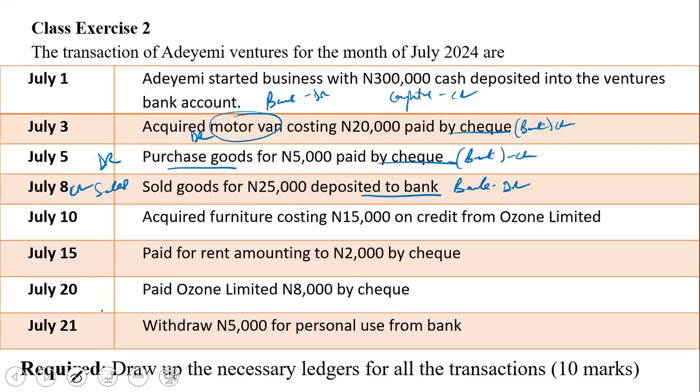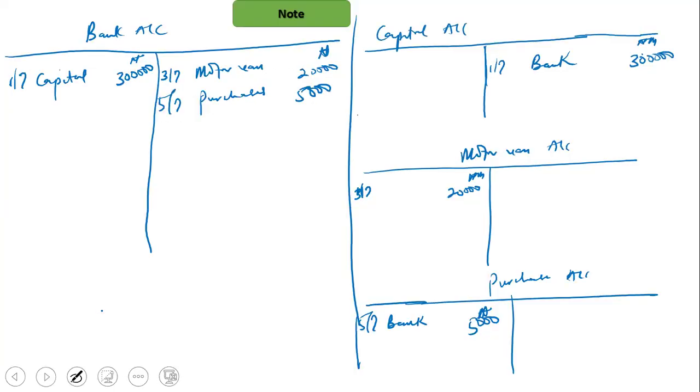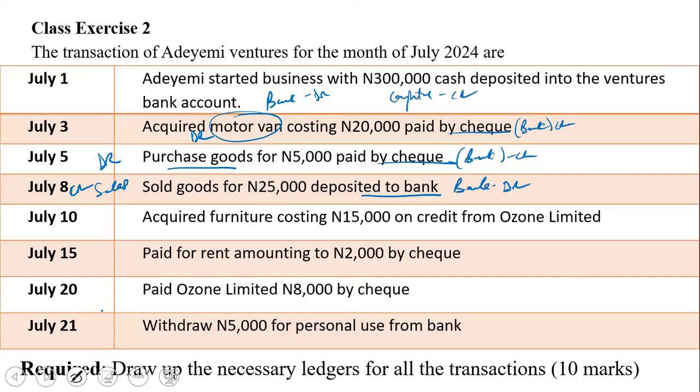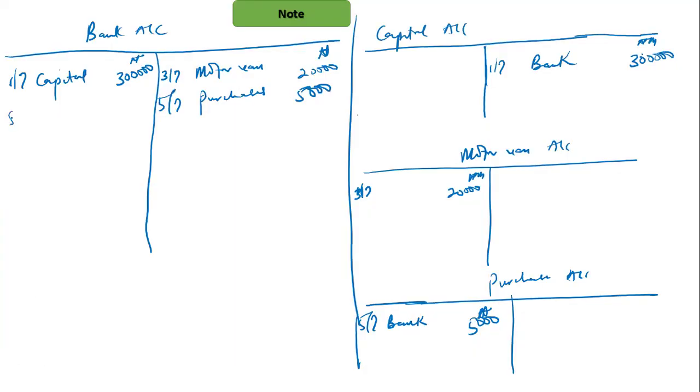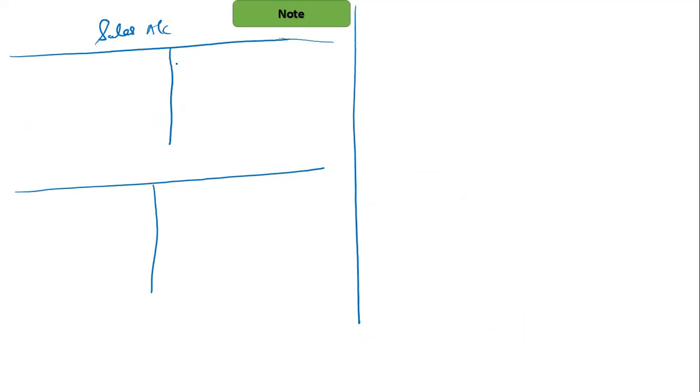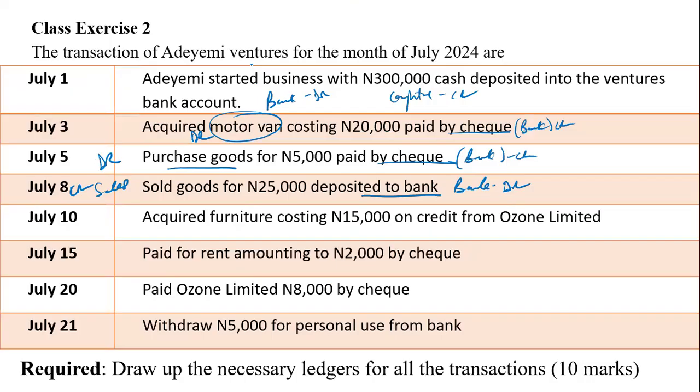So for my sales now, what do I have? The sales is 25,000. So I debit my bank account. I need the date, July 8th. And what is the amount for the sale? That is 25,000. Then go to sales account for the July 8th. The amount is 25,000. Corresponding entry of bank. Now let's move to the next item.